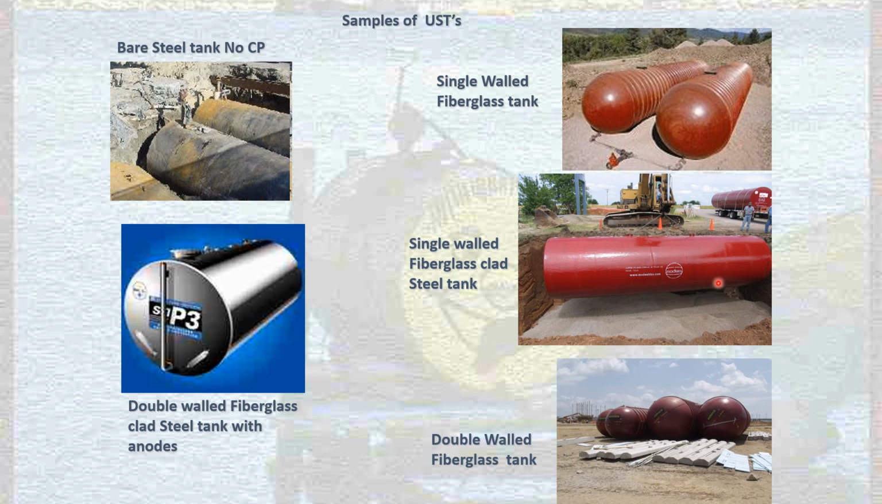This one you can tell by the red, plus the fact it's written on the side that these are Modern Welding steel tanks. They're clad tanks. You can't tell by looking if they're single wall or double wall. If you really examine it closely, you might be able to, but just at first glance, they're difficult to tell. These down here in the bottom are double walled fiberglass Xerxes tanks. And then you just have a bare steel tank over here on the top left with no cathodic protection. And you have a double wall fiberglass clad steel tank and it has anodes on it.